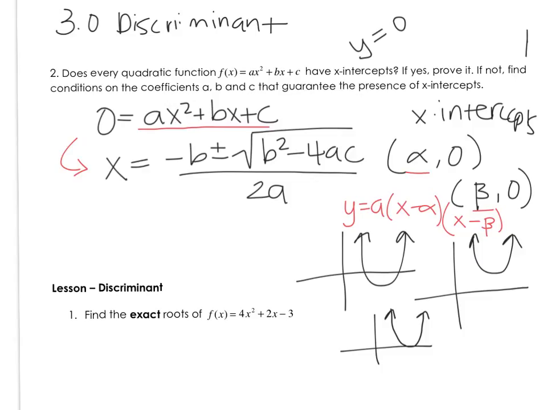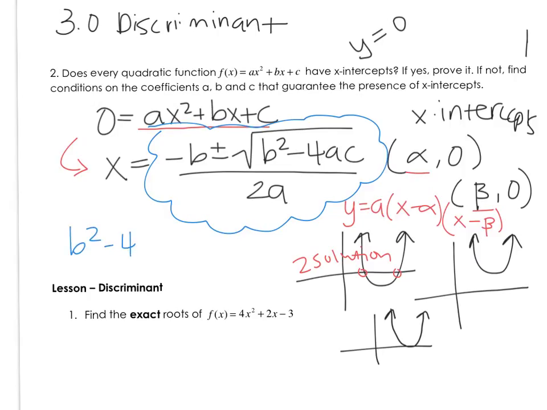Okay? So to get 2 solutions or 2 x-intercepts, now you want to think about your quadratic formula. How can you get 2 solutions or 2 x-intercepts? How would we get 2 answers to this problem here? Well, since we have a plus or minus, we just want some value to happen with b squared minus 4ac. If we get that to be a number, then we have a plus or minus a number.